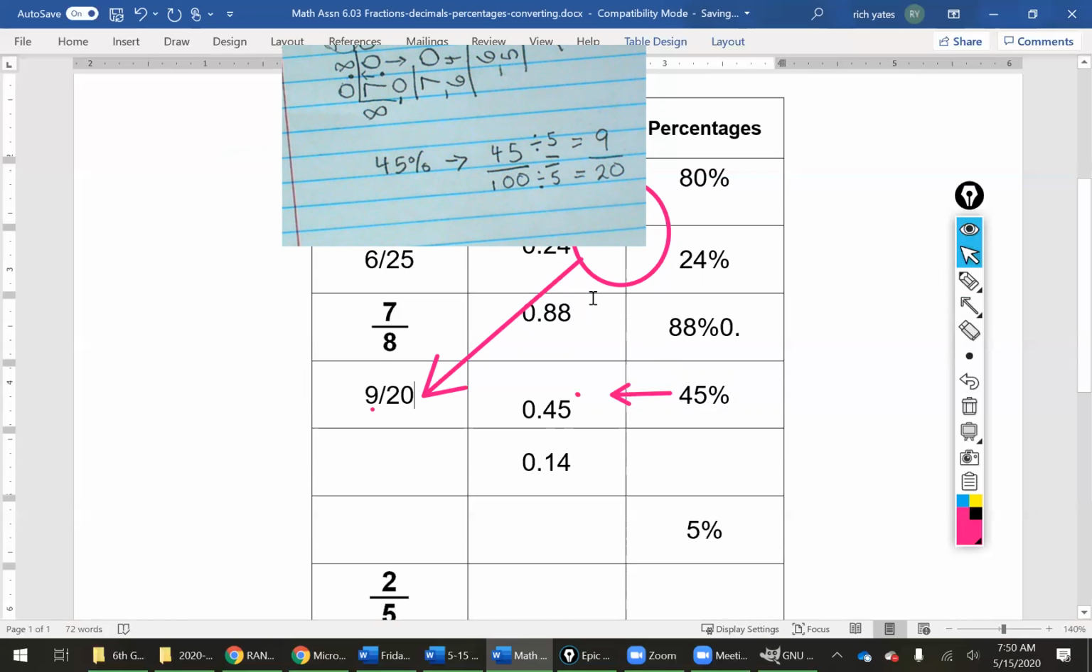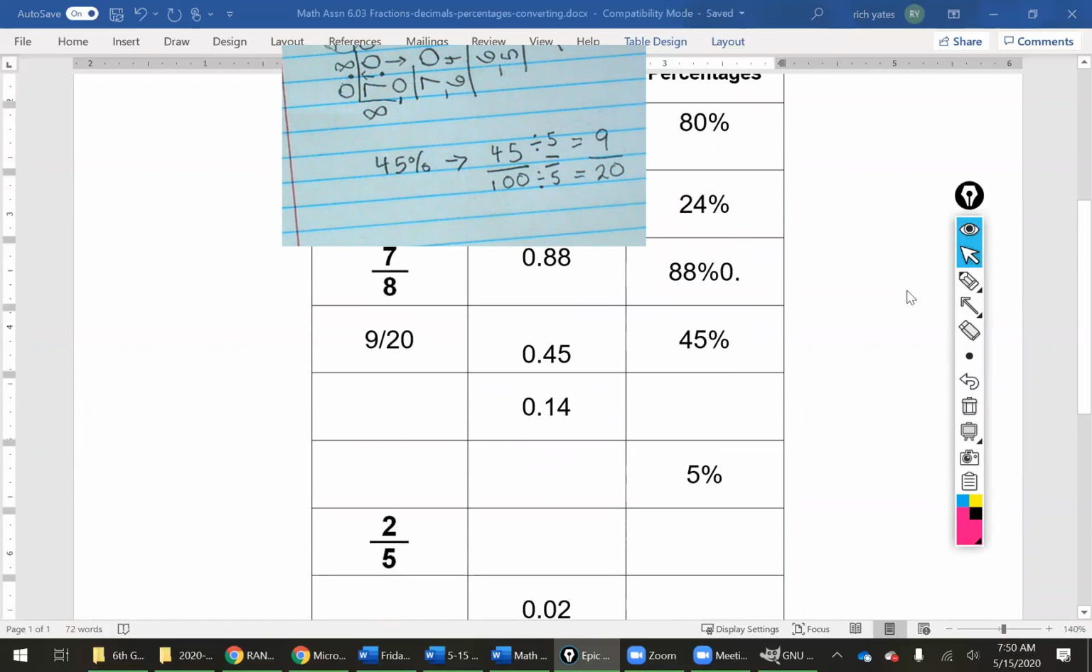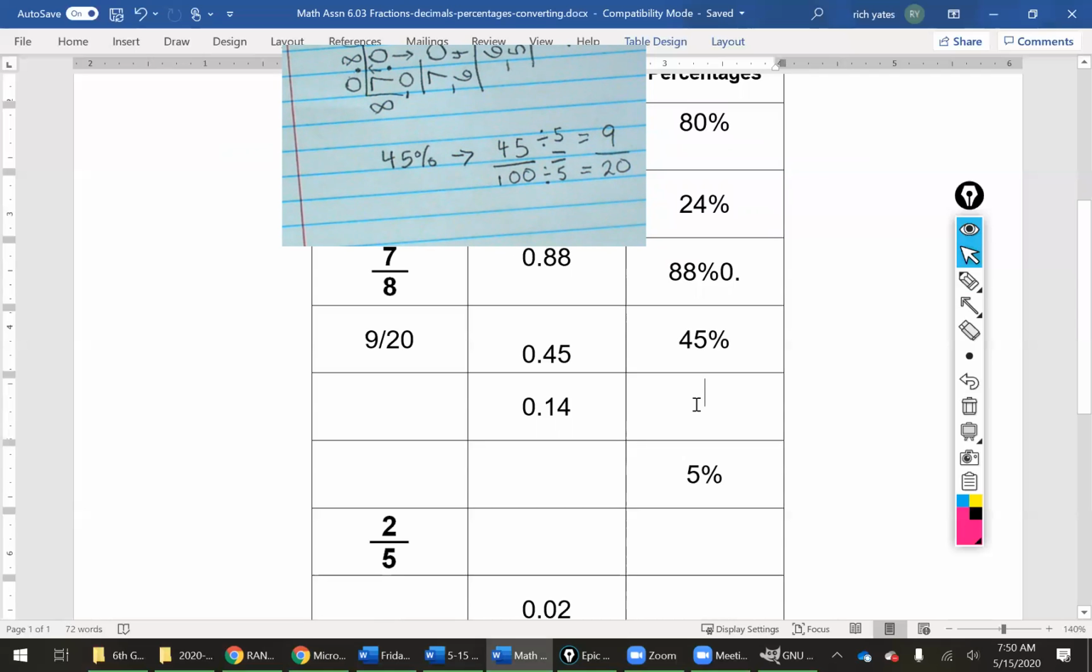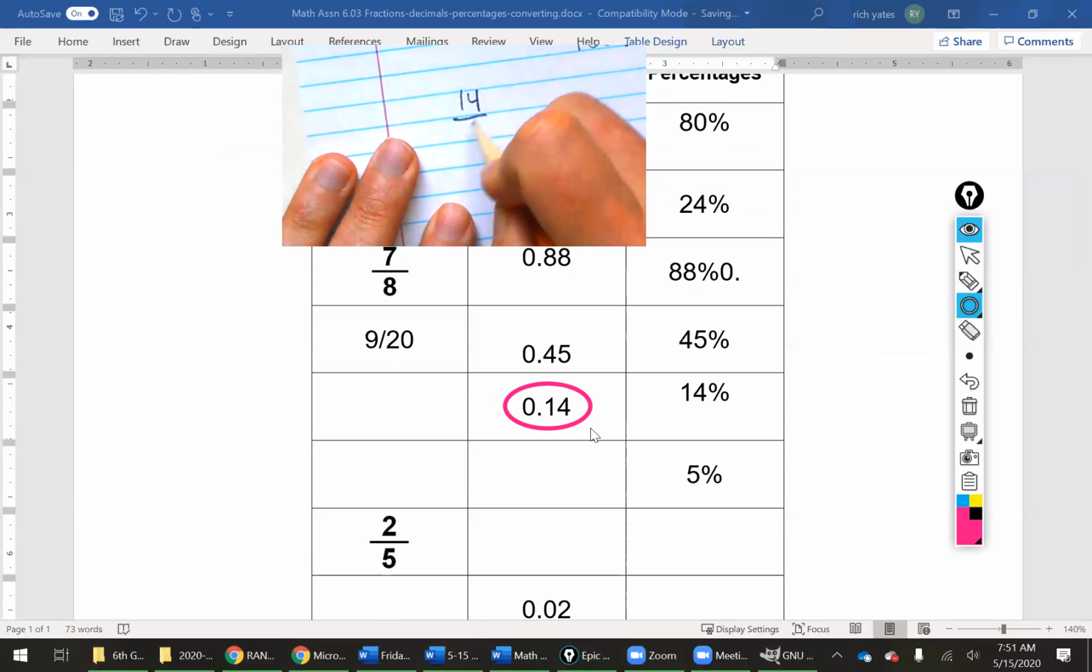All right, let's move on down. Now on our next column, we're going to see that this is 14 hundredths. So what I'll do is I did our multiplication by 100 and move my decimal over, and I got 14%. Now over here on the decimal, I can write that as 14 over 100, and I'll write that right here. And again, I'll want to simplify that.